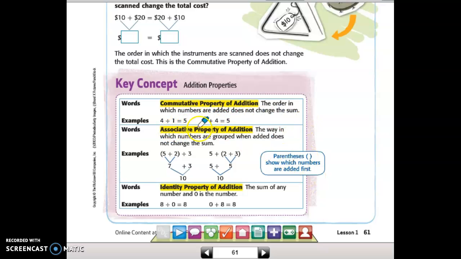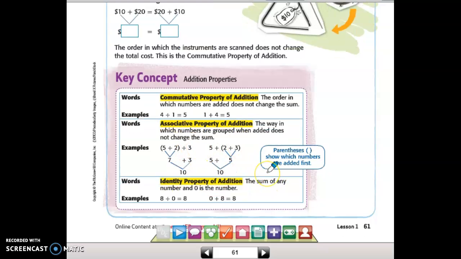The associative property of addition has to do with the grouping of the numbers. So this usually involves some parentheses of how we group the numbers. It states the way in which numbers are grouped when added does not change the sum. So I can group together 5 plus 2 and do that first, and I will get 10. Or I can group together 2 plus 3 first, and as long as all I'm doing is addition, the answer will still be the same, regardless of how the numbers are grouped together.